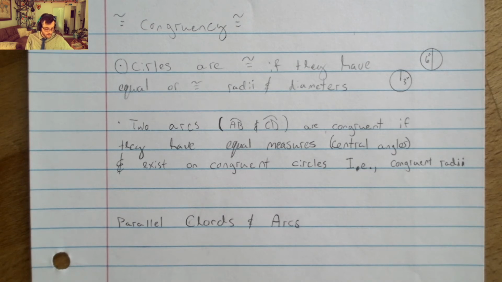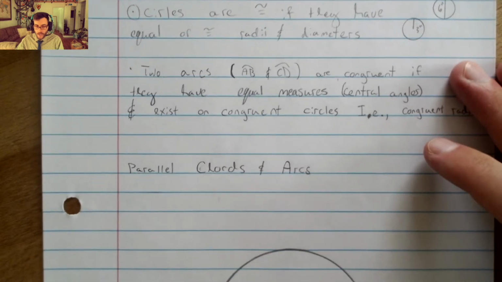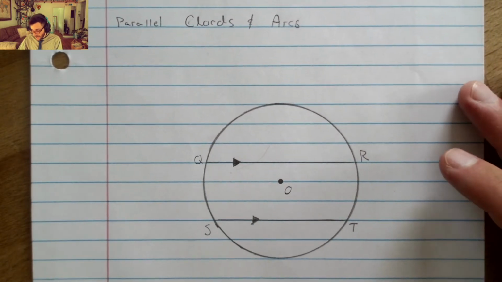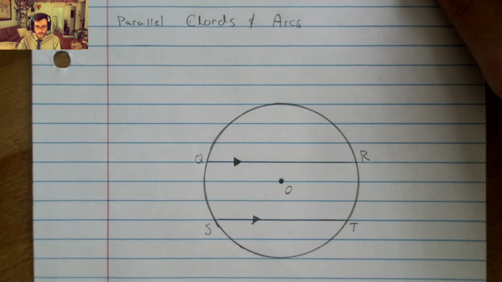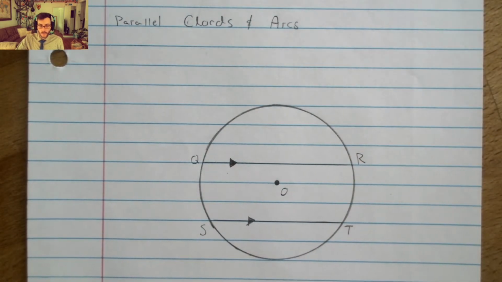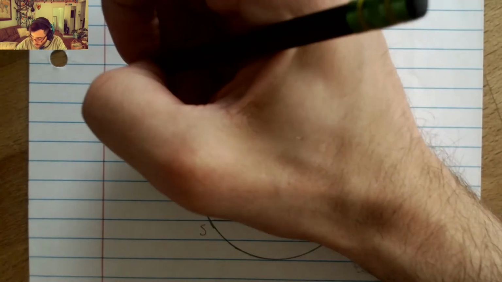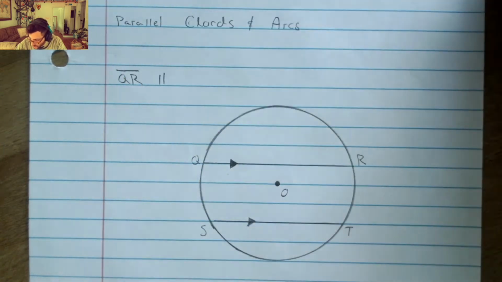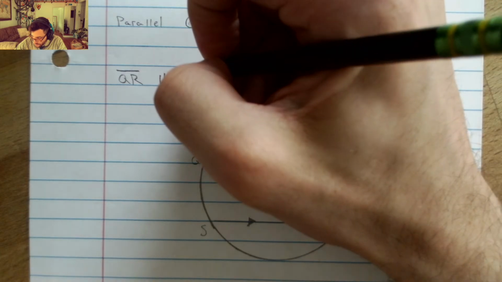What I'd like to do next is take a look at some examples and some other ways that we can show congruency associated with arcs as well. As we slide down along the bottom, I have another circle drawn out for us, another circle O. In circle O here, we know a couple pieces of information right away. We can see how we have segment QR parallel to segment ST.